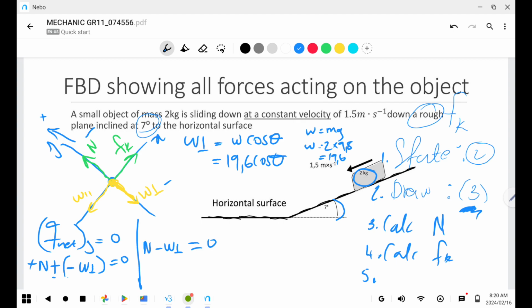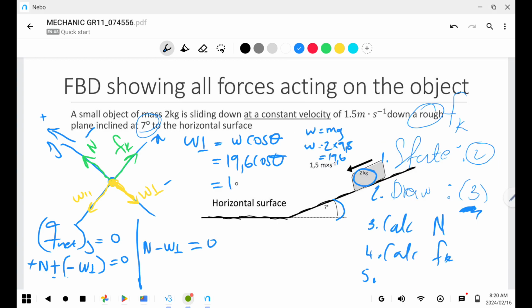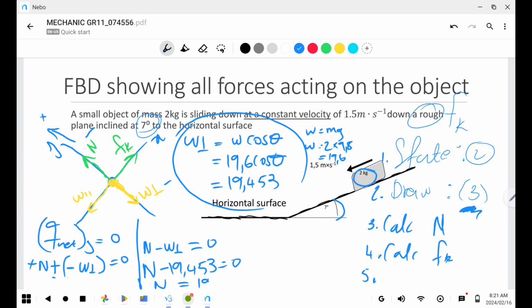cosine of theta. Let me try to grab my calculator and see what we get. 19,6 cosine of 7 degrees. That is 19,453. Then I can substitute in. Make sure that you don't leave this in your rough section. As part of your solution, write it somewhere. This will be normal minus 19,453 equals 0. Therefore, if you transpose, the normal will be 19,453 newtons.